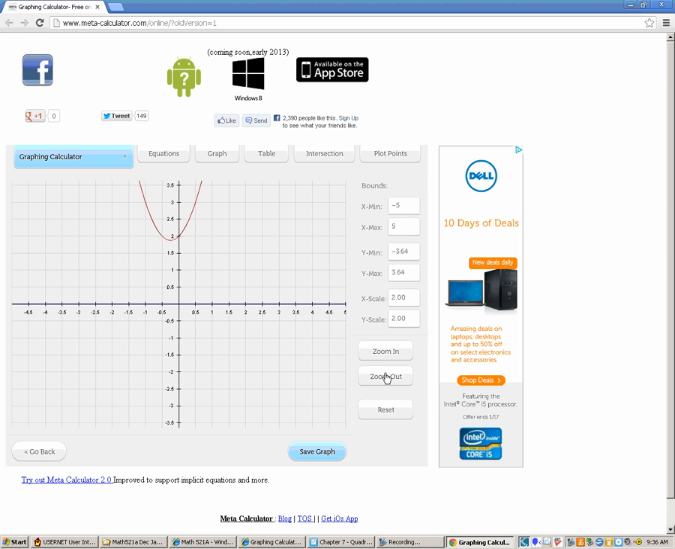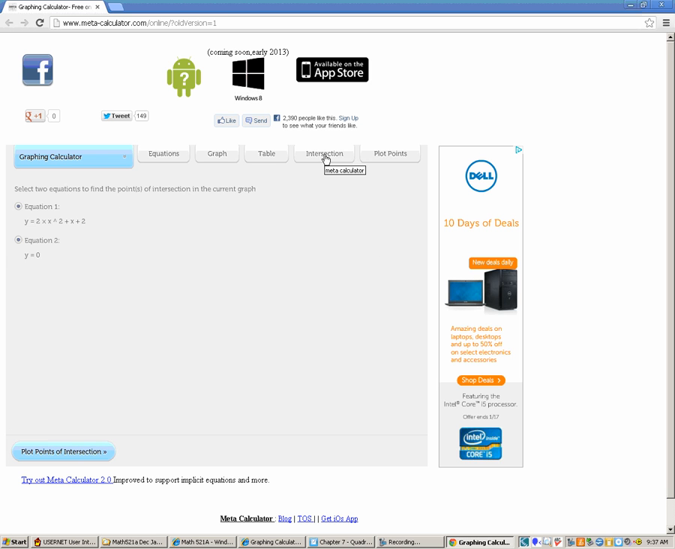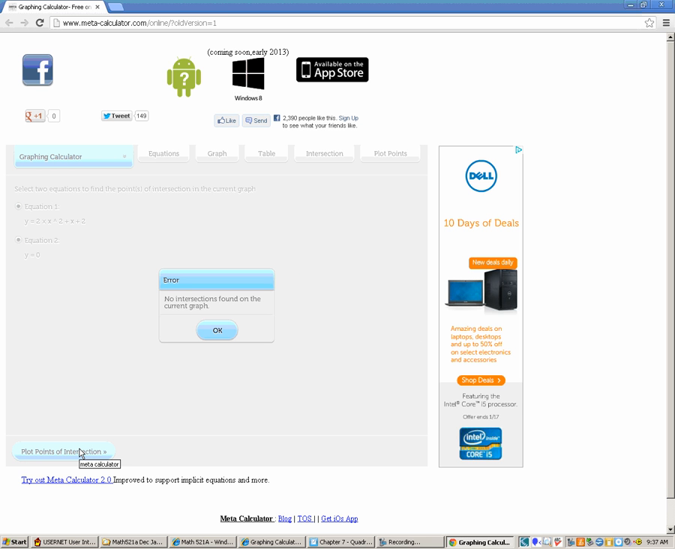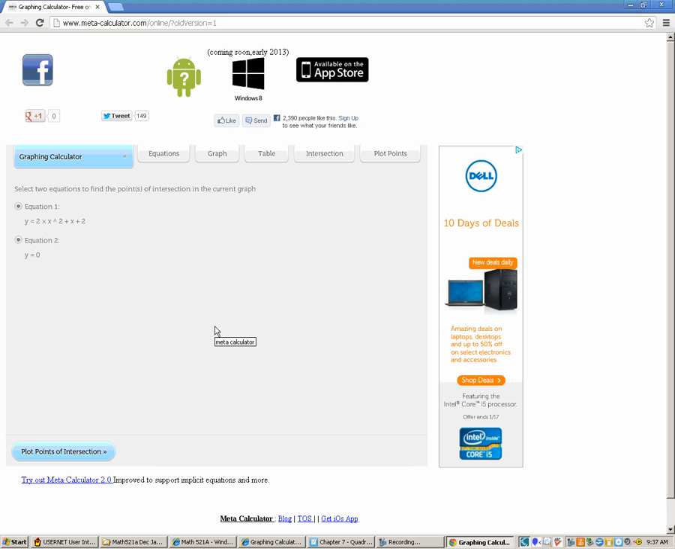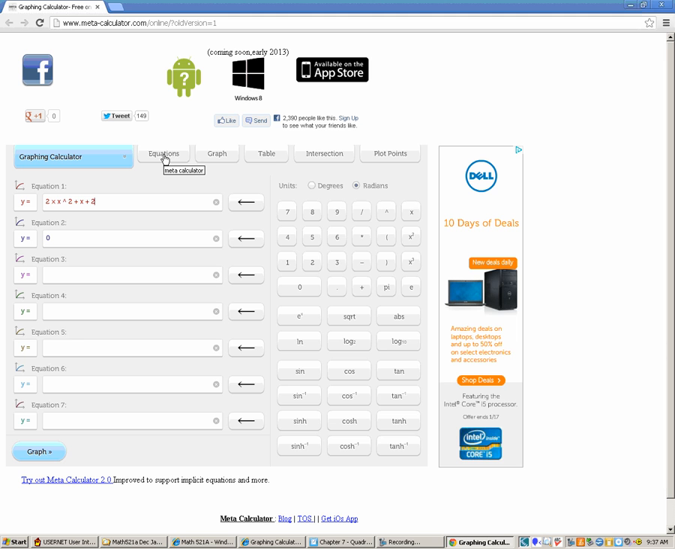No solution. If we were to try and do the intersection, okay, intersection, and then plot points of intersection, oh, it comes up with an error because they do not intersect. Okay, so there's no solution or no roots for that one. It just means it does not cross the x-axis, so there's no x values that could give a y value of 0. All right.